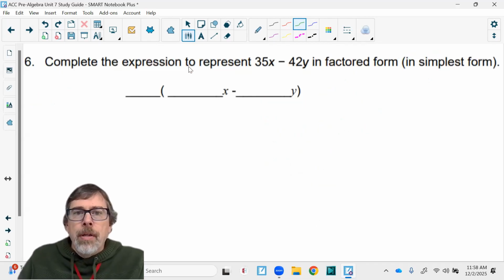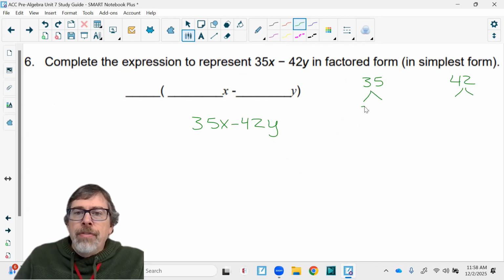Number 6. Okay, we have 35x minus 42y, and we want to put it in factored form or simplest form. I'm going to do this as an expand. So I'm going to do a factor tree for 35 and a factor tree for 42. 5 times 7 is 35. And 42 is even, so I'm going to divide by 2 and get 21. And 21 is 3 times 7.